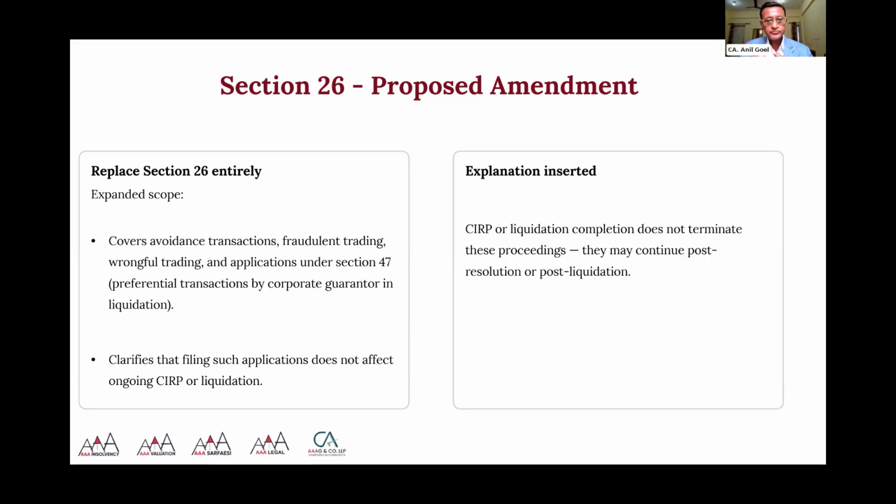So this section 26 only says that the CIRP will continue, and CIRP or liquidation does not terminate these proceedings. It does not terminate these proceedings even if the company goes into liquidation; they will continue post resolution and even post liquidation. That is the amendment.